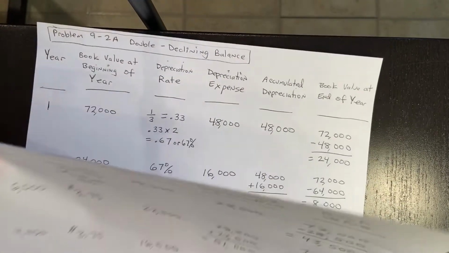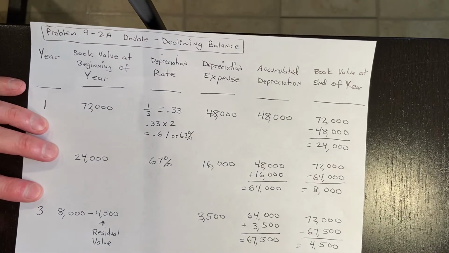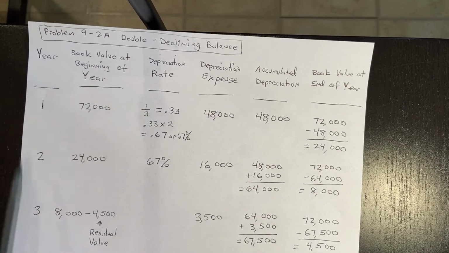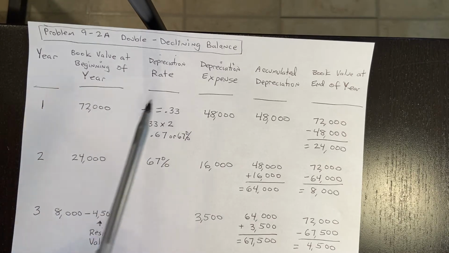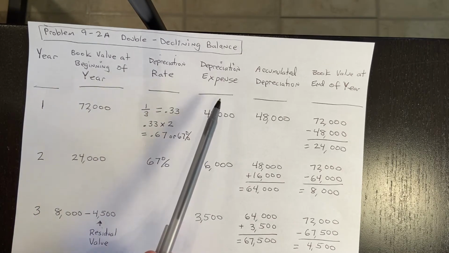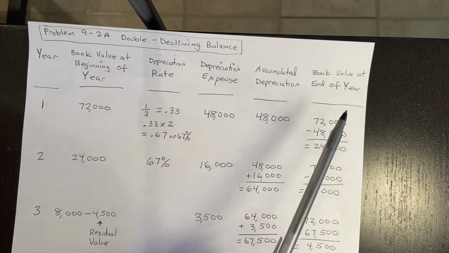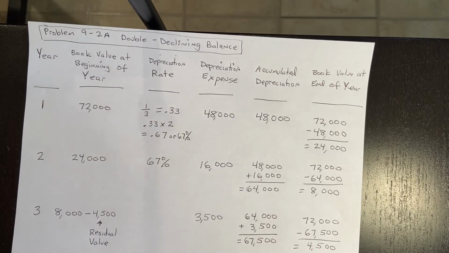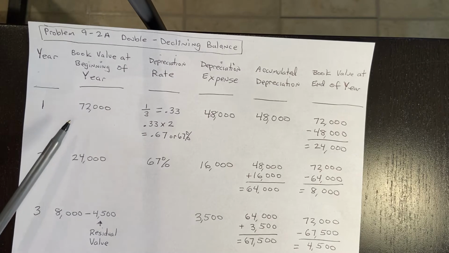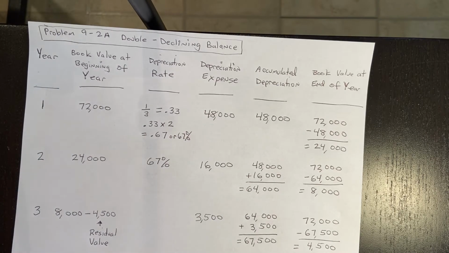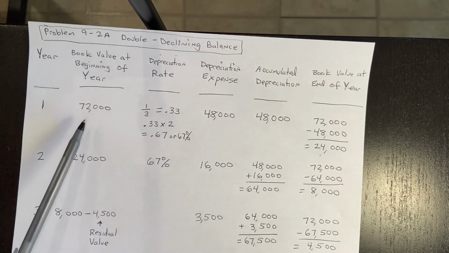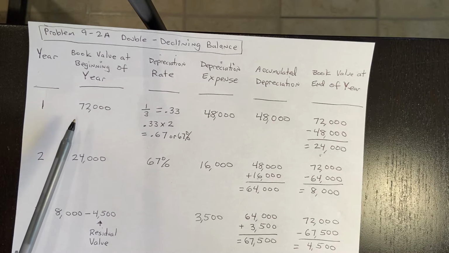The last one is double declining balance. Again, we did this before. All 3 years. This one says book value at beginning year, depreciation rate, depreciation expense, accumulated depreciation, and book value end of year. This one, we're starting with the cost because, again, in the beginning of the year, what you paid for it and the cost and the book value is going to be the same because you didn't depreciate it, so it's going to be 72,000.